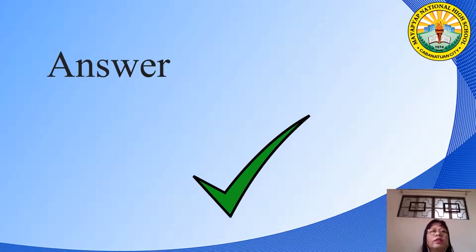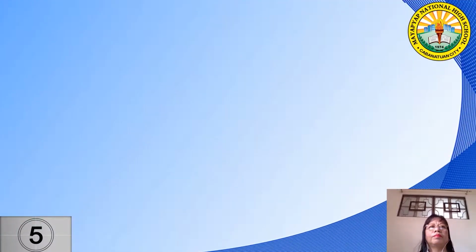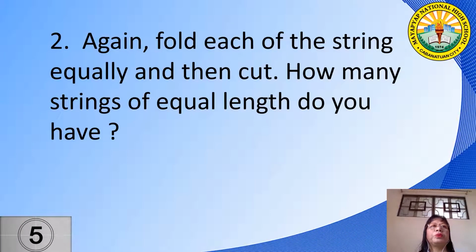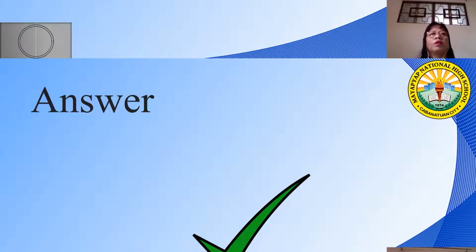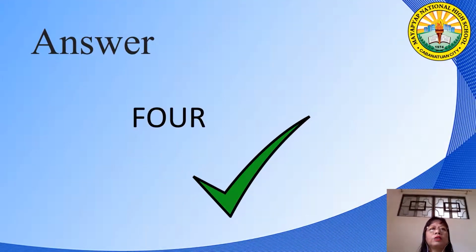The answer is 2. Very good. Question number 2. Again, fold each of the strings equally and then cut. How many strings of equal length do you have? What do you think is the answer? Timer starts now. Okay. Very good. The correct answer is 4.